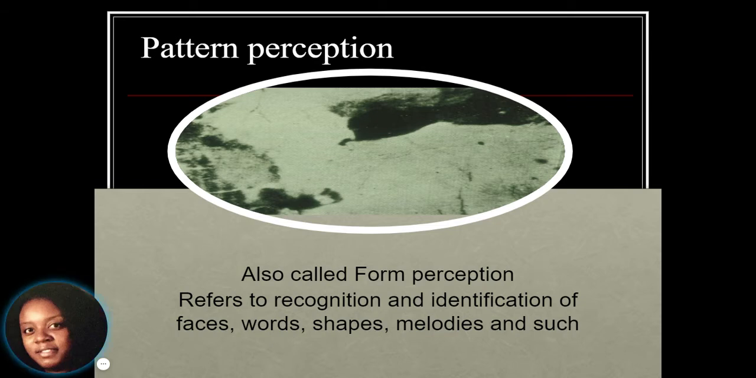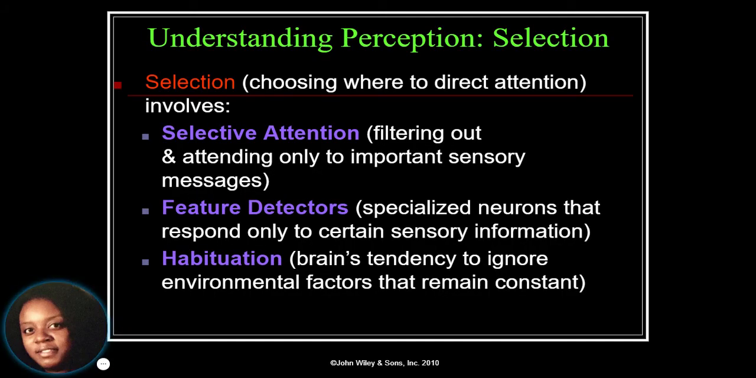Pattern perception is also called form perception. It's our ability to recognize and identify faces, words, and shapes as such. If you take a look at this pattern perception, black and white, there's a face, it's a cow. Many people can't see that though.